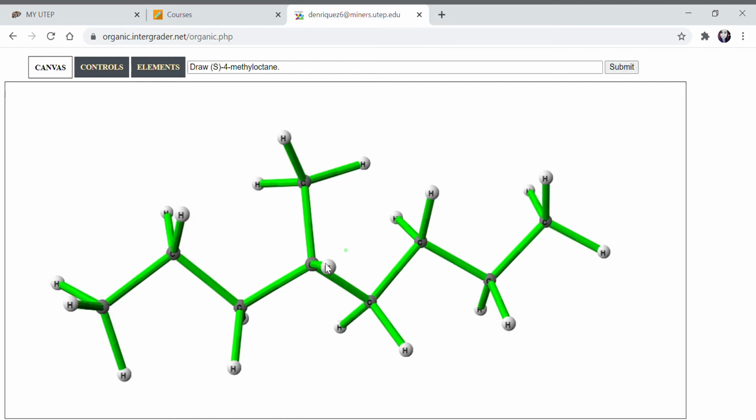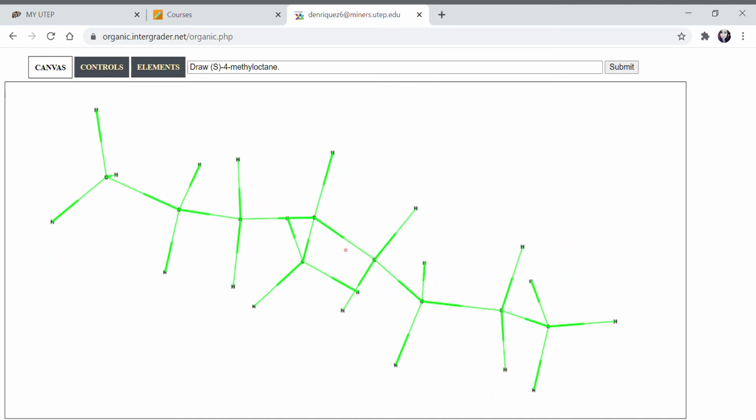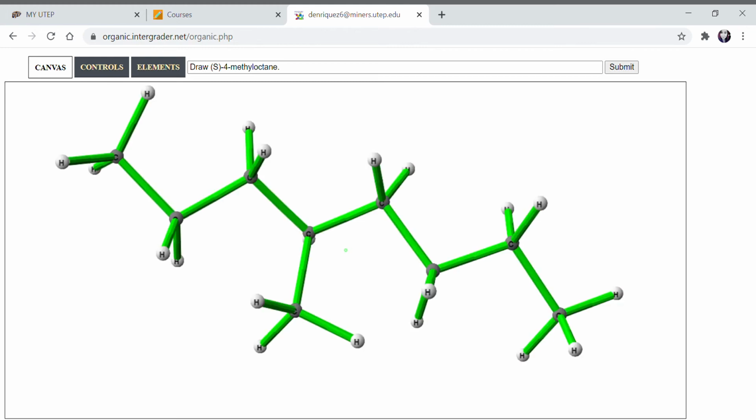Okay, so I see this hydrogen already poking out at me. 2 hydrogens here, 2 hydrogens here, 2 hydrogens here, 2 hydrogens right here. So here's my chiral center. I'm going to roll that around, so the hydrogen's in the back. I like my methyl in the bottom.